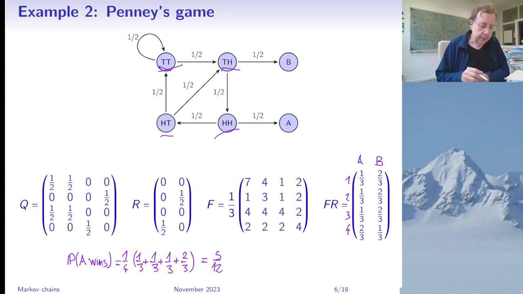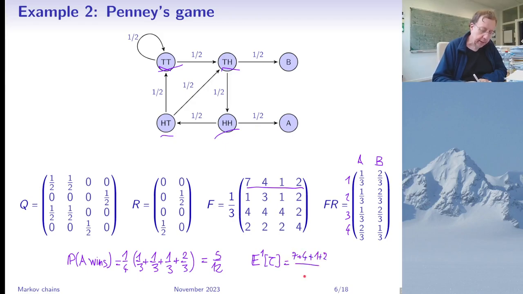Now the other thing I can compute is the row sums of the matrix F, and that will give me expected times until I reach an absorbing state, so until someone wins. For instance, the expectation starting from state 1 of the time until someone wins will be given by the first row sum, which is 7 plus 4 plus 1 plus 2 divided by 4. And that is, what is it? It is 14 over 4, so 3.5. And if I do the same for the other three rows and I take the average of that, I will get the average length of the game, the average duration.